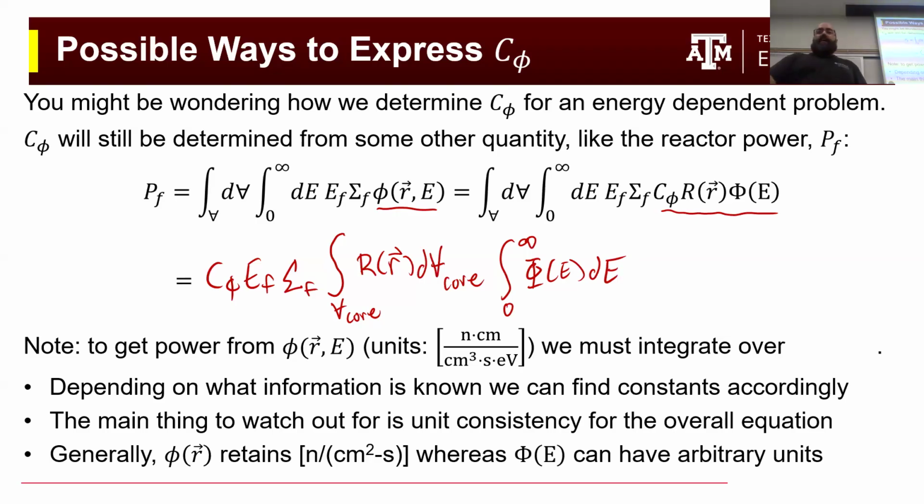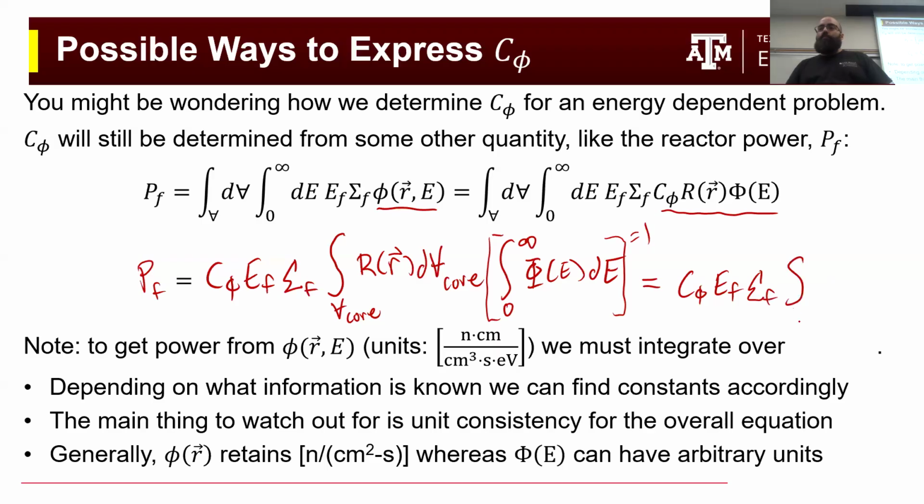But then what we just said was that we are normalizing this whole quantity such that this integral is 1, right? So in that sense, this ends up simplifying because this whole thing right here is equal to 1. So therefore, my fission power, PF, is really just, again, C phi times EF times sigma F times the volume integral of my shape function, dV.